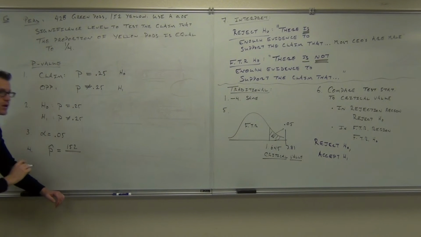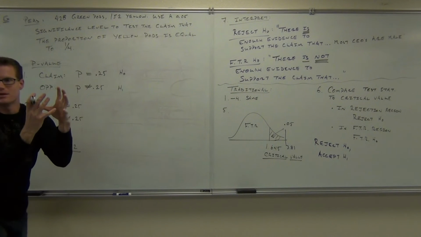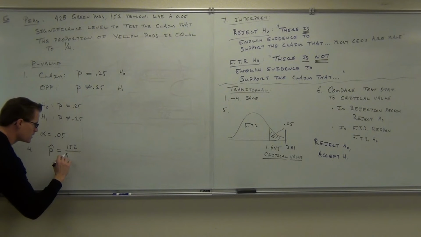Now the key here, how many pods total do you have? No, that's 428 green pods. How are you getting 580? Because you add them. There's green and there's yellow. If you combine them, you've got 580 total pods. So that number is 580.